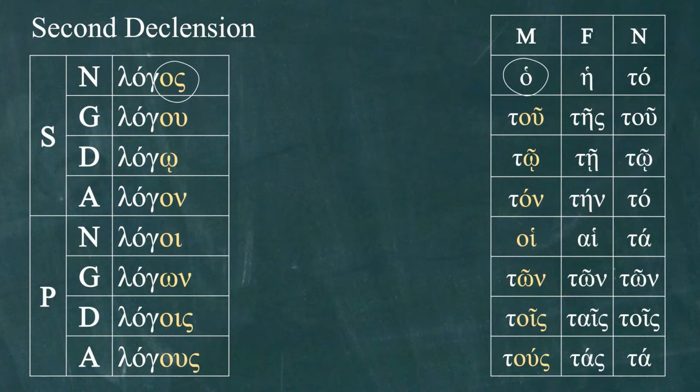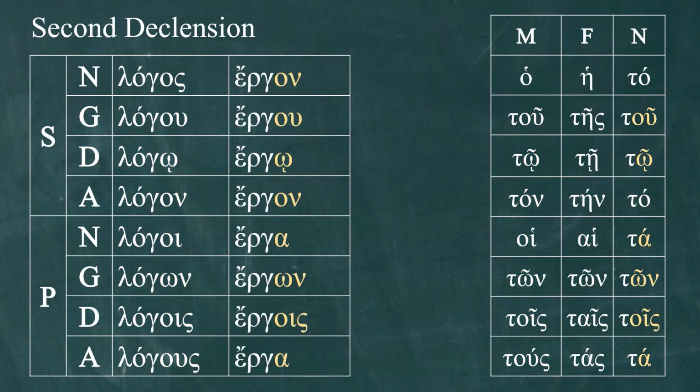Now that we have seen a masculine noun, let's take a look at a neuter noun, ergon. Just as the second declension endings on a masculine noun match the masculine articles, the second declension endings on a neuter noun match the neuter articles. Note, however, that the nominative and accusative singular forms do not match the article.